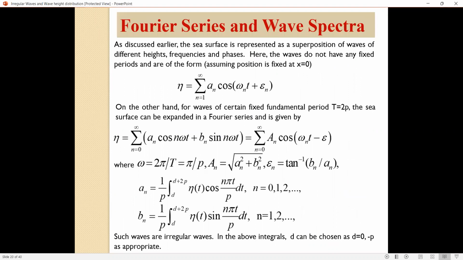So now let's look at the Fourier series and wave spectra. I just said that suppose a person is standing, let us say, at the point x equal to 0.